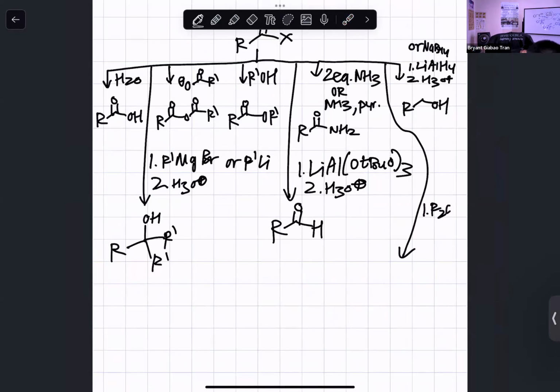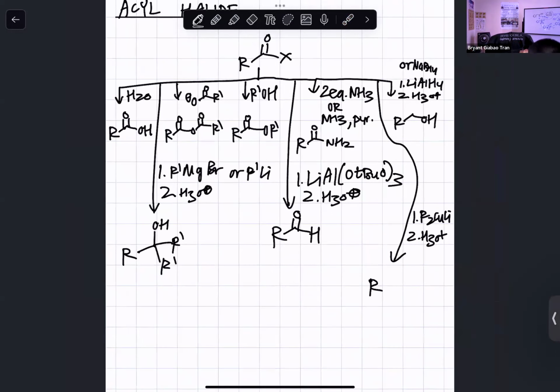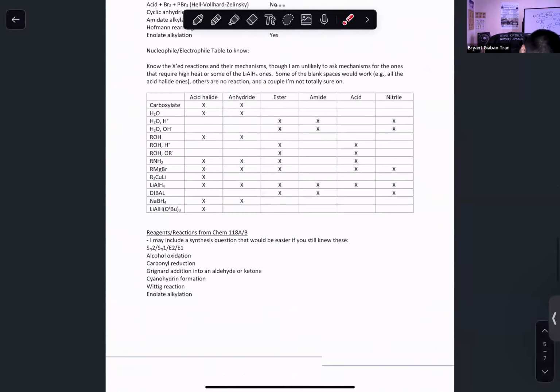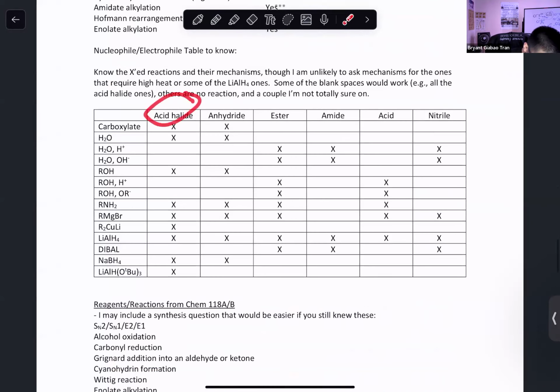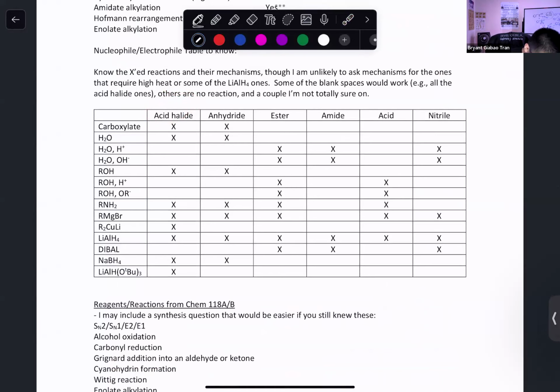If we use an organocuprate, that's going to only add the R group once, right? So it's going to stop at the ketone there. So we see that because acid halide is the most reactive derivative, right? So increasing from right to left is increasing in reactivity of the derivatives.